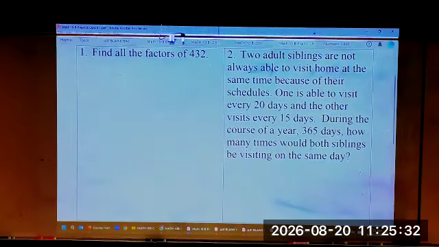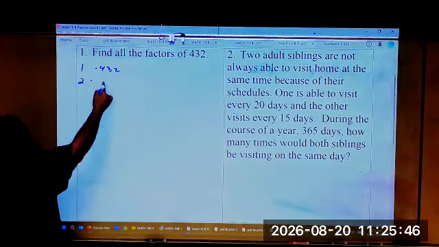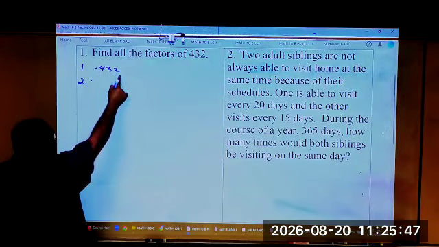Be methodical. Start with 1 times 432. It's even, so 2 times. Half of this is going to be 216.